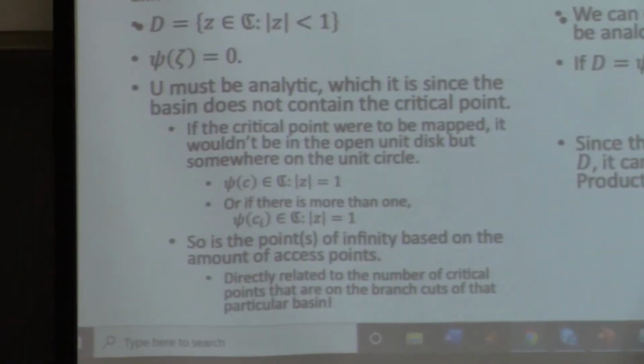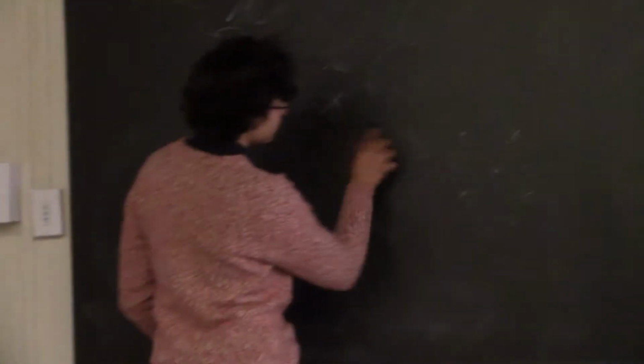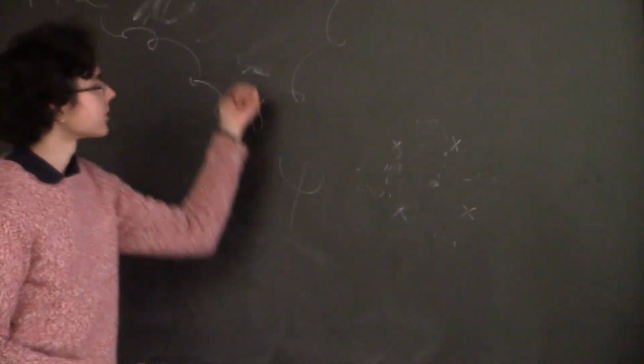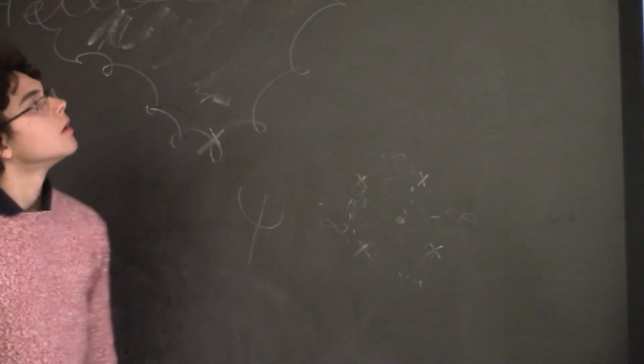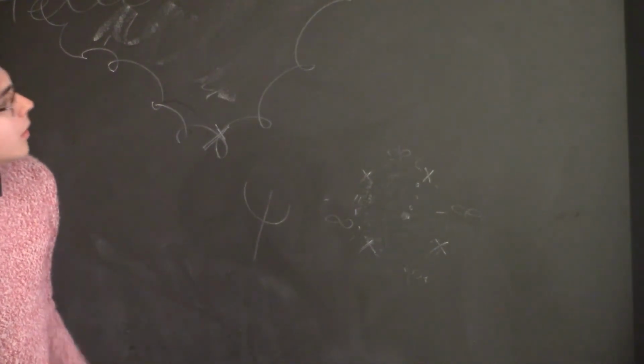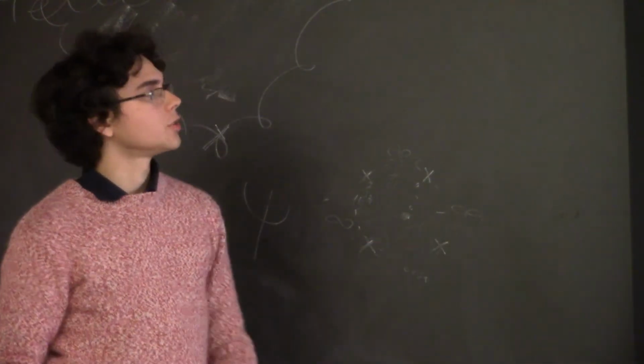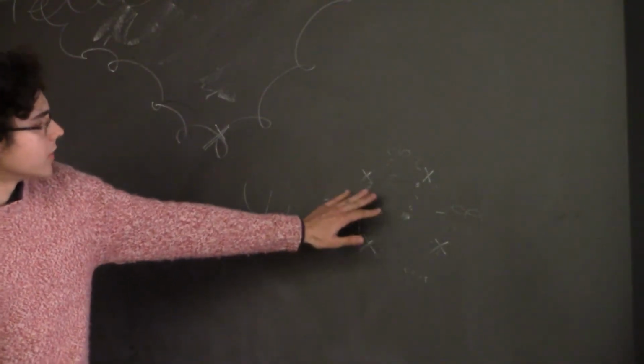Anything else? Okay, reinterpreting it. A way to reinterpret a basin here is to look at it. This is a different one. Now this here is a different basin than this one, because this has four critical points, this only has one. A way to imagine Newton's method is to study it only on this unit circle.